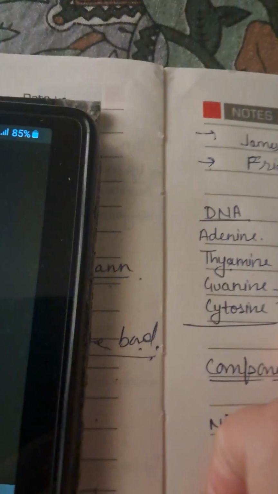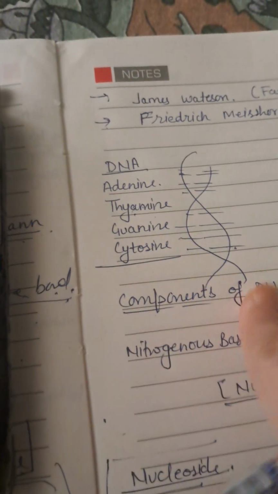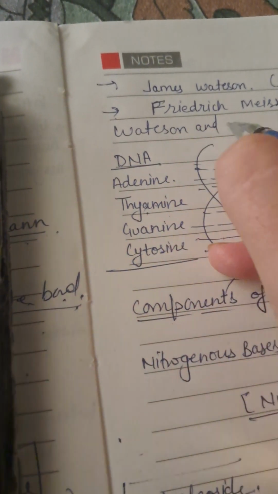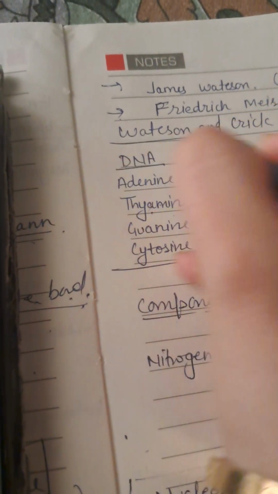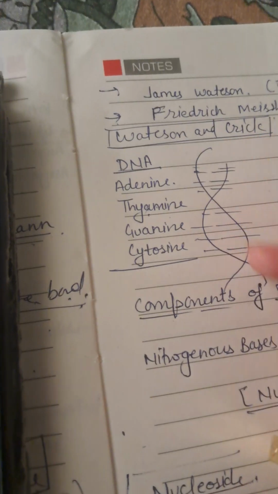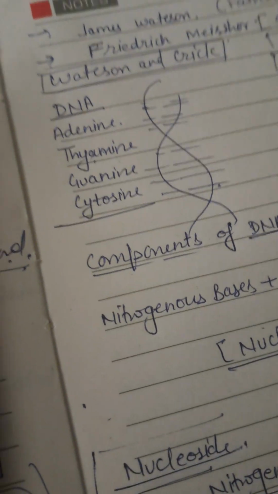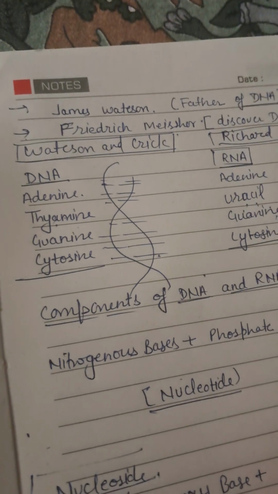And a question arises from this side: who gave this double helical structure? That is Watson and Crick. Watson and Crick gave the double helical model structure of DNA. These are very important and most asked questions in the exam as well as in your competitive exams.